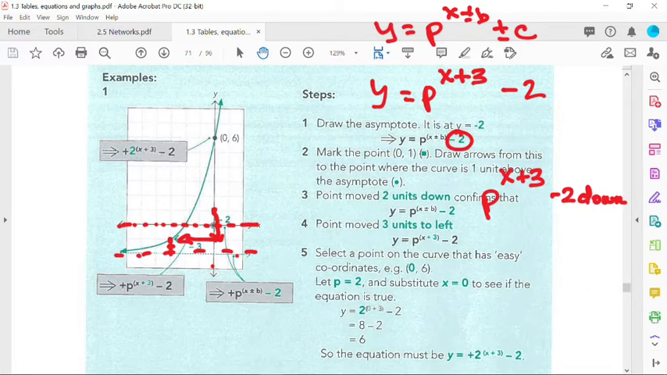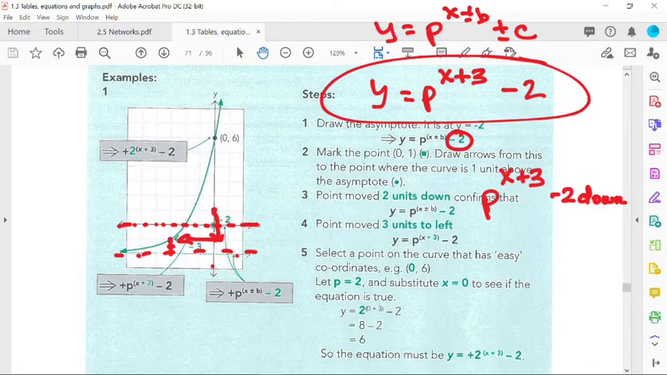Now, but notice, okay, so I have my B and I have my C just by reading from the graph. But I don't know what this P number is.